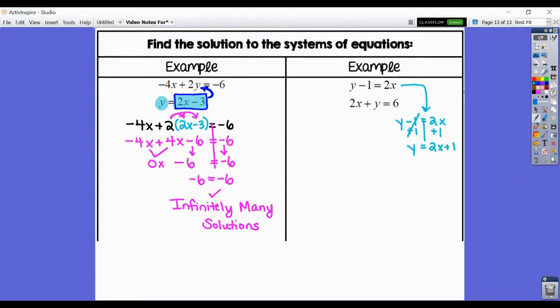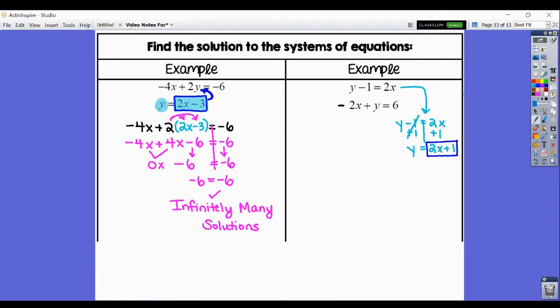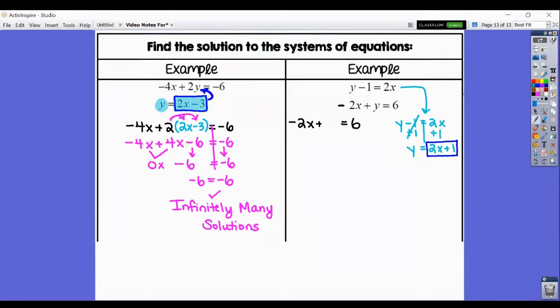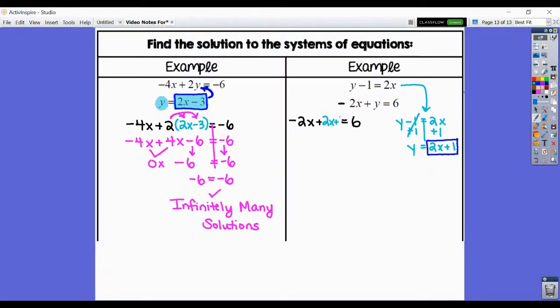Remember, I cannot combine 1 and 2x because 1 does not have an x and 2x has an x. And that is now what y is equal to. So remember, we see what y is equal to, and that expression of 2x plus 1 will be what I erase and replace my y with in the second equation. I'll write my second equation, which remains untouched, as negative 2x plus y equals 6. Then I will erase y in this equation, substituting in what I know it's equivalent to, which is the whole expression 2x plus 1.